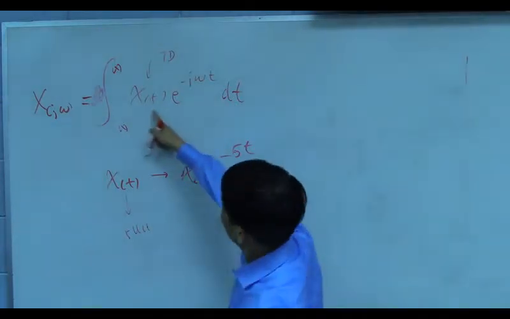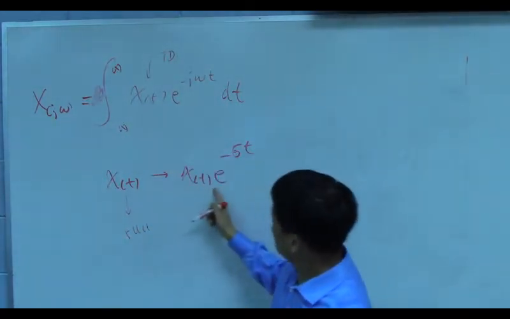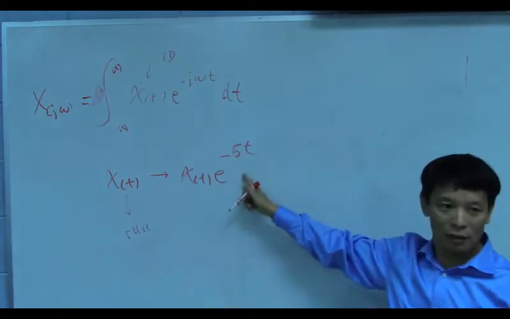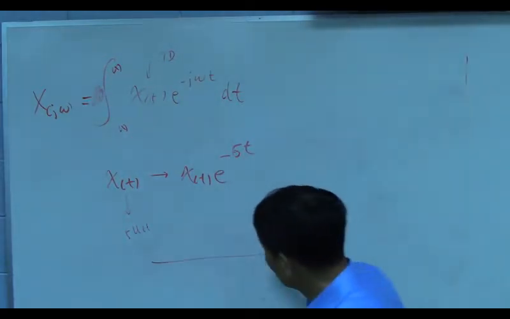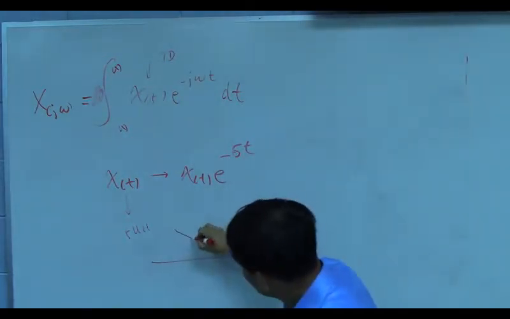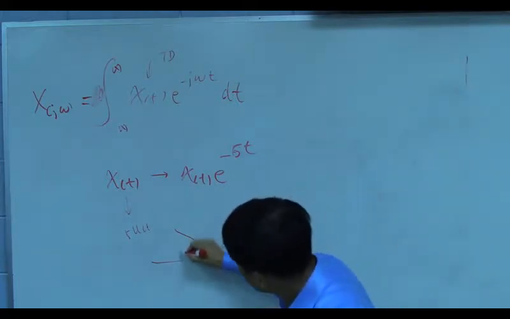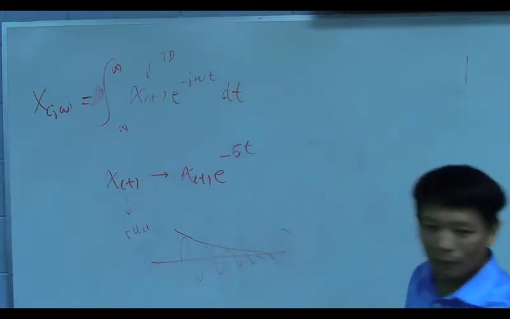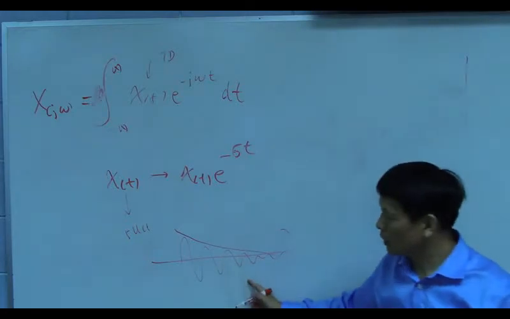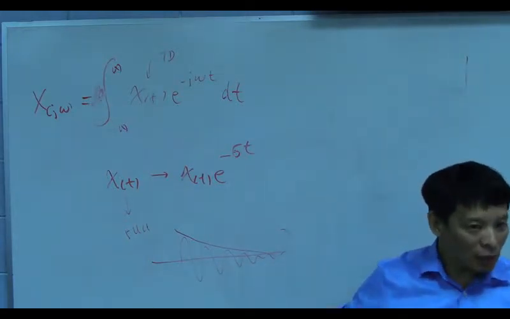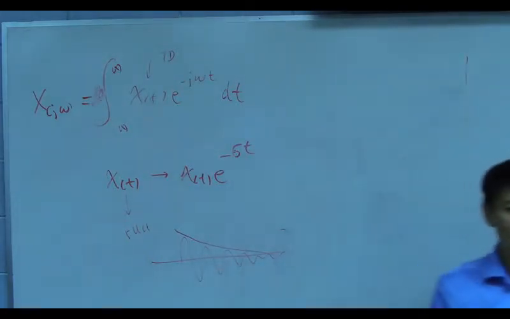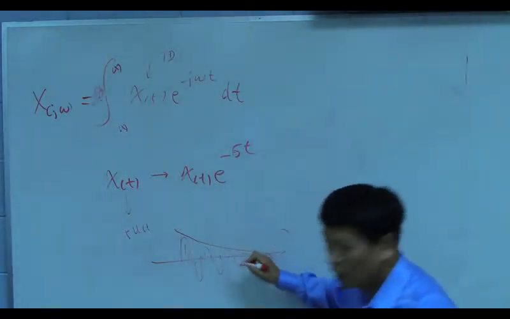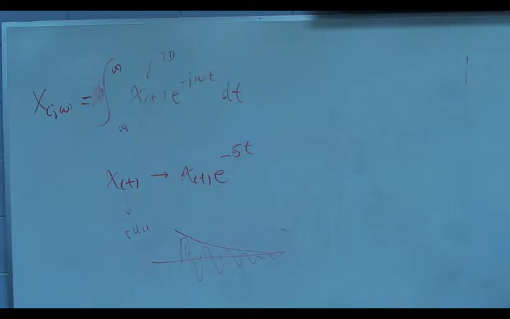Instead, I decrease this signal by multiplying it with the exponential decrease. So the signal will be decreasing exponentially. Then this signal will be like this. Now you do the integration. We may find that the integral converges. That means the area approaches some value that we can calculate. So that is the purpose of the Laplace transform.